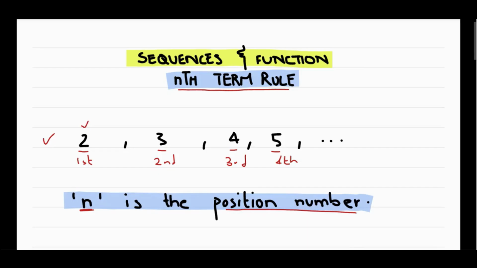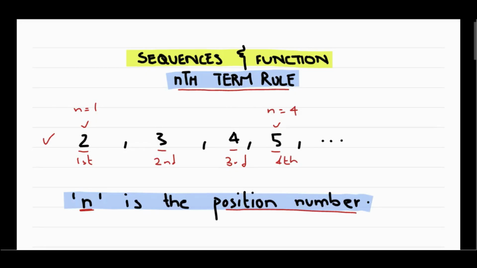Let's take an example of this one. Over here, n is equal to 1. That means we're just telling that this is the first term, or the position of 2 is 1. And if you look at this one right here, n is equal to 4 because 5's position is 4th in the sequence.